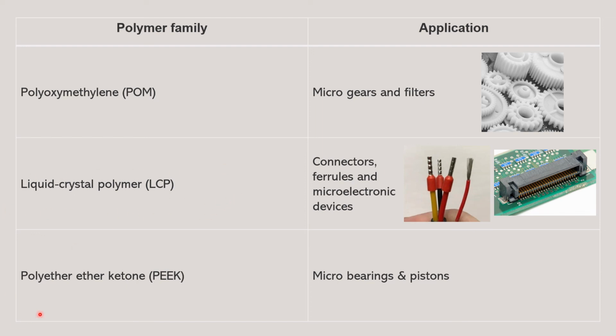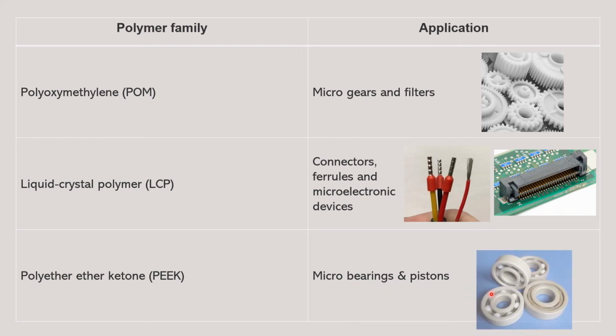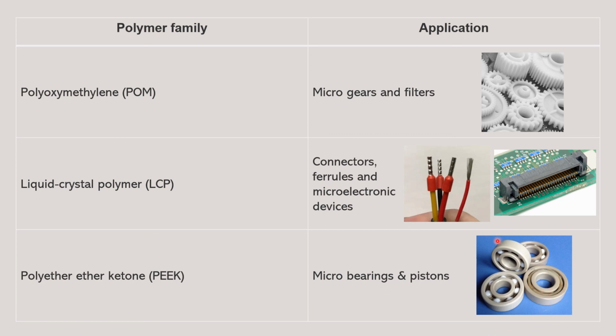The next one is polyether ether ketone or PEEK. It is used for micro bearings and pistons here. So basically this is micro size, which is 20 by 47 by 14 mm, very small.